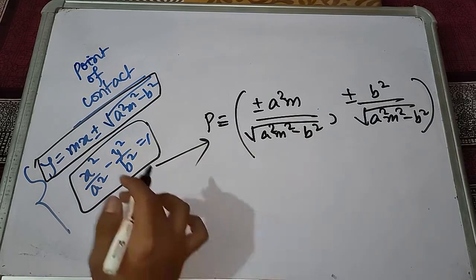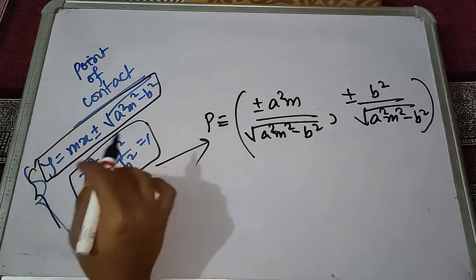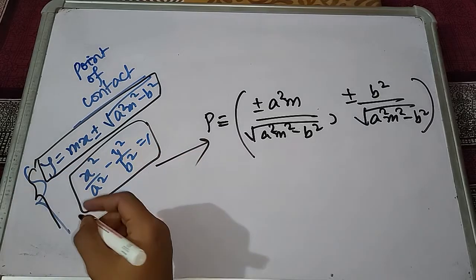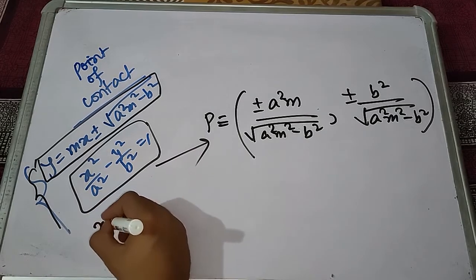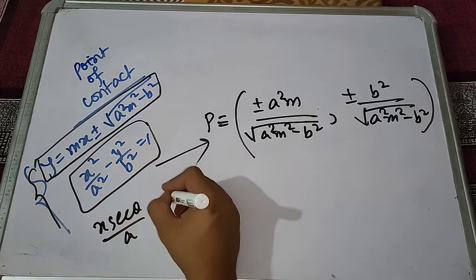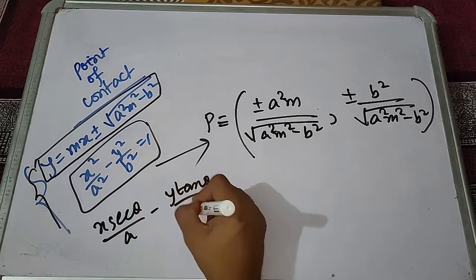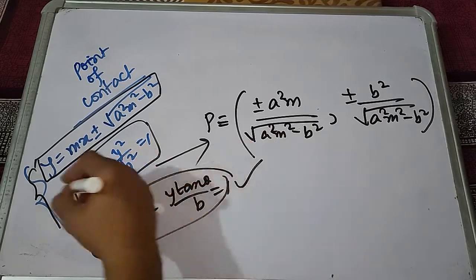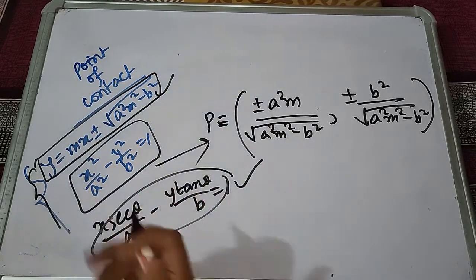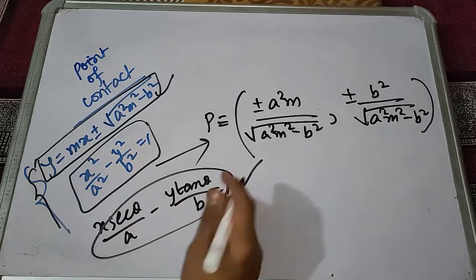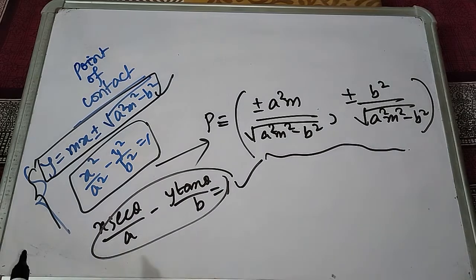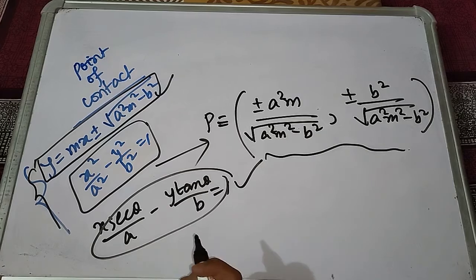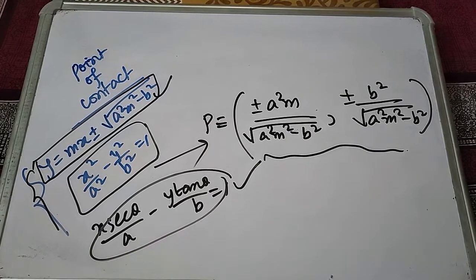How you can derive this is, one way, solve these two equations and you will get this point. Second way, write the equation of tangent in parametric form, which is x sec theta by a minus y tan theta by b equals 1. Therefore, this equation and this equation are the same thing, as both are tangents. Now compare them and eliminate theta from the equation and you will get this. This is the method which I have used in the case of the ellipse as well. You remember it, right? So now let us solve a question to get a better understanding.